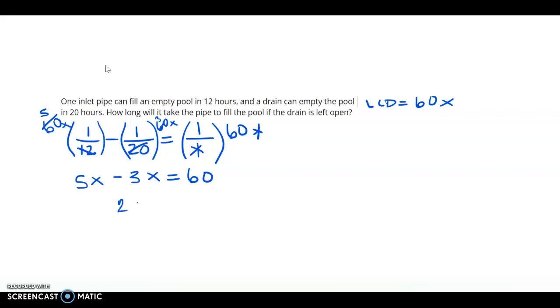5x minus 3x, we get 2x equals 60. Divide by 2. So x will just equal 30. So that tells us it will take 30 hours to fill up the pool if the drain is left open.